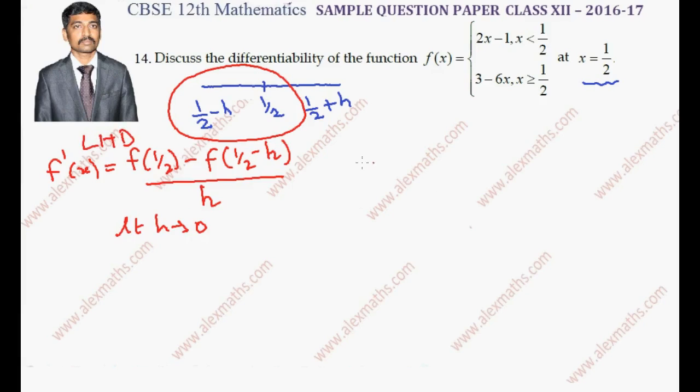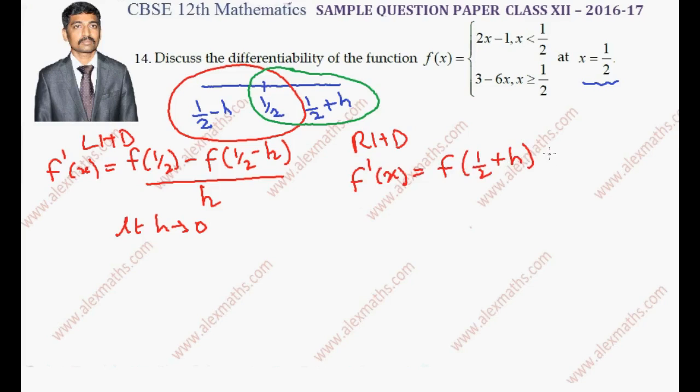In the same way, if I write the right hand derivative, I have to use these two, which is on the right side, and that is nothing but f dash of x is equal to f of half plus h minus f of half, whole divided by h, and limit h tending to 0. If these two values come same, that is, the left hand derivative and the right hand derivative are same, then it is differentiable at x is equal to 1 by 2.